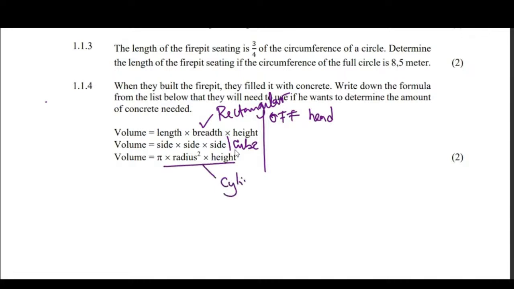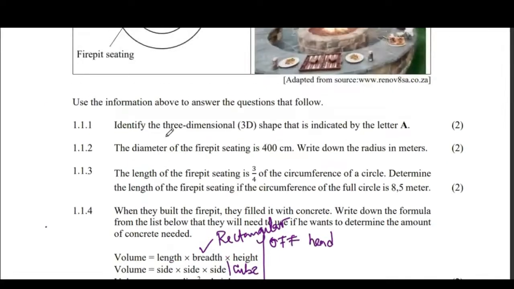Why am I saying a cylinder? Because I've seen radius. All right? Radius. So you should know these formulas here. All right, how to pick them. Then when this is question number 1, remember, question number 1 is also integrated. It looks at measurements and maps and plans.